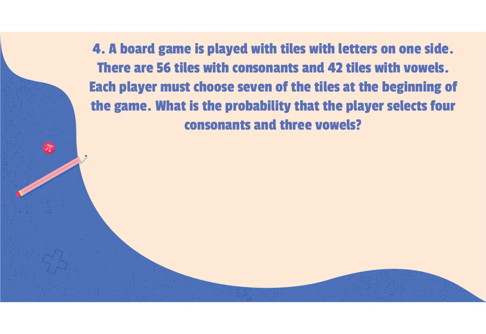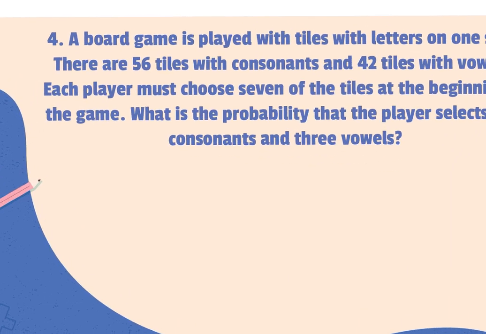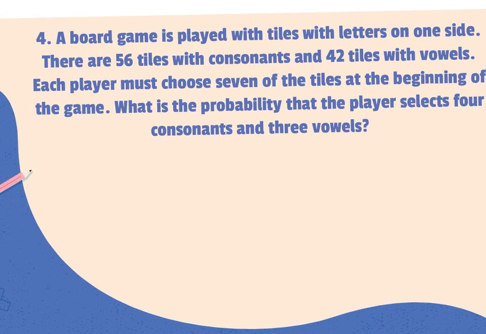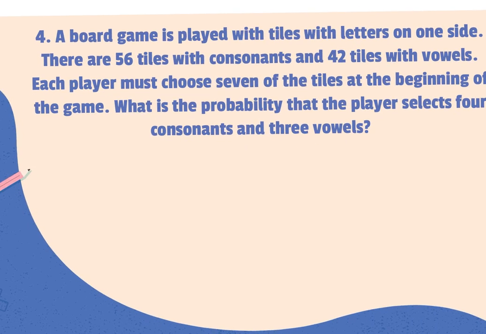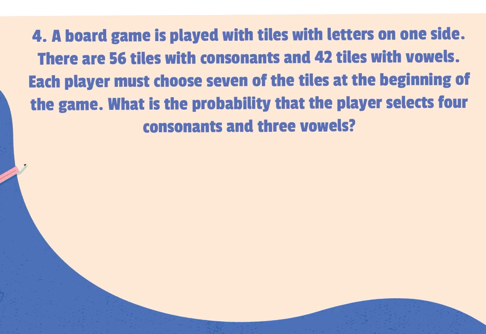Okay, a board game consists of tiles with letters on one side, much like Scrabble. There's 56 consonants, 42 vowels. You must choose 7 tiles at the beginning of the game. What's the probability that you're going to get 4 consonants and 3 vowels?